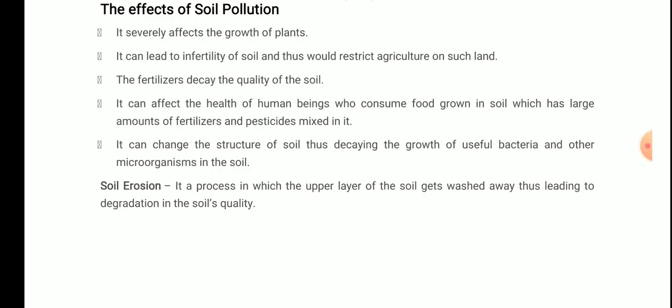Soil erosion. What is soil erosion? It is a process in which the upper layer of the soil gets washed away, thus leading to degradation in the soil's quality.